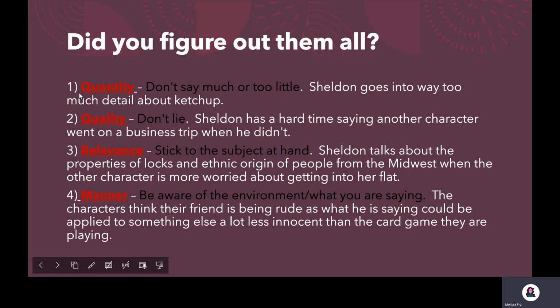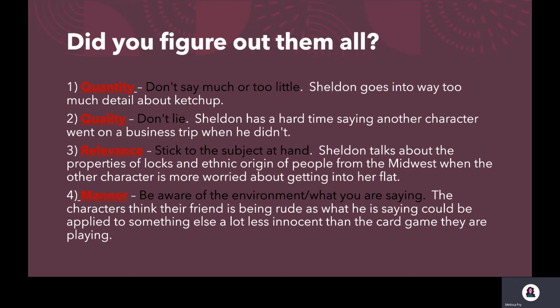So as far as for quantity, which is don't say too much or too little, Sheldon goes way into too much detail about the ketchup. Quality, don't lie. Sheldon has a hard time saying another character went on a business trip when he didn't. Stick to the subject at hand. Sheldon talks about the properties of locks and the ethnic origin of people from the Midwest when the other character is more worried about trying to actually get into our flat.